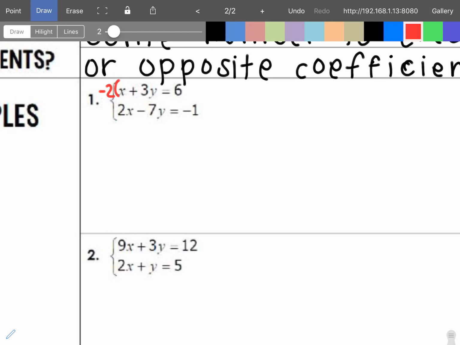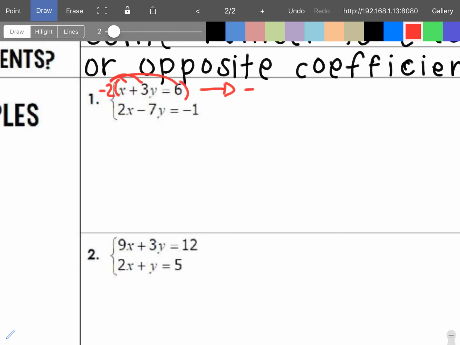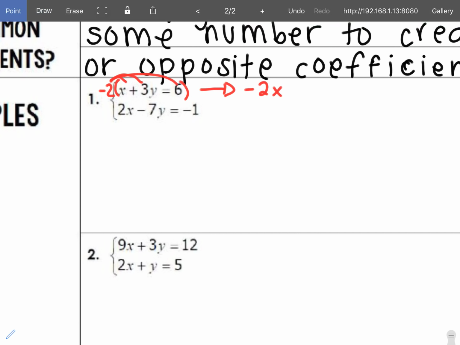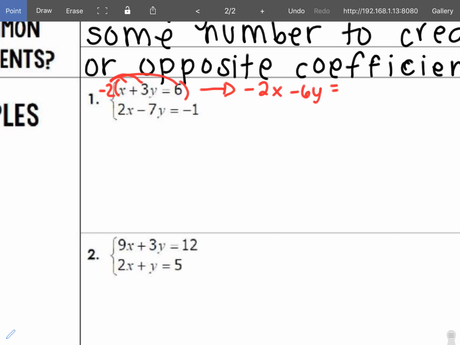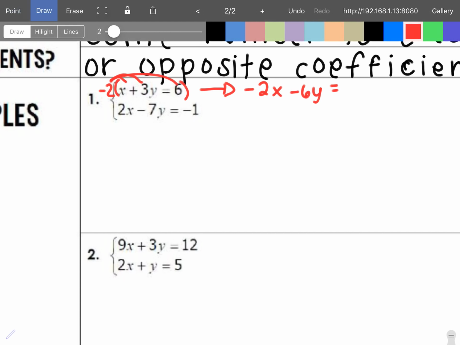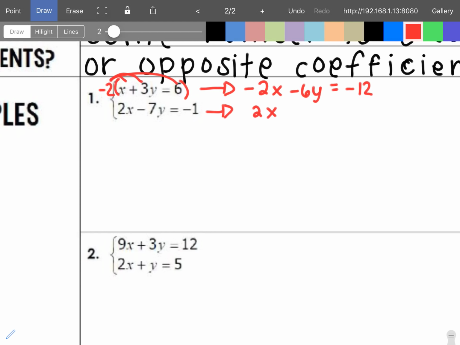But I can't just multiply that x, I need to multiply every piece. Just like when you multiplied that negative on the other page, you need to multiply to every single term, you have to multiply the 2 to every term. So this now turns into -2x. -2 times that 3y is -6y equals -2 times 6 is -12. And then the bottom equation is 2x, the same thing. We didn't change anything. -7y equals -1.